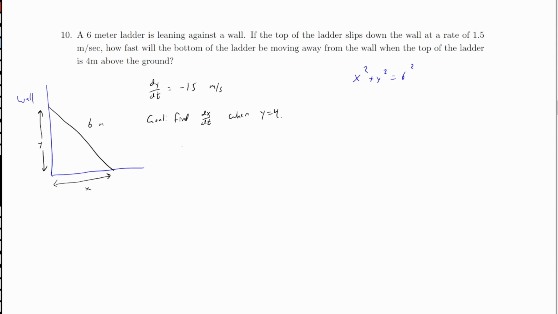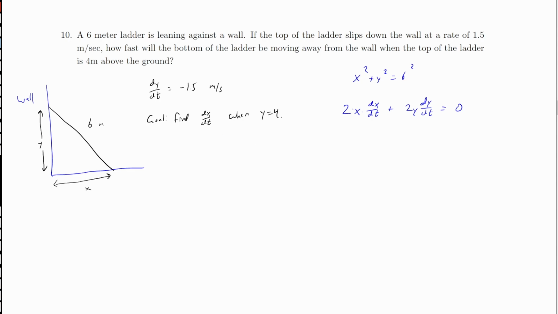My variable here is time. Things are changing over time, so each of these are functions of time. We're using implicit differentiation. So the derivative of x squared is 2 times x times dx/dt. The derivative of y squared is 2y dy/dt. And 6 and 6 squared, right? Those are constants. The derivative is 0.